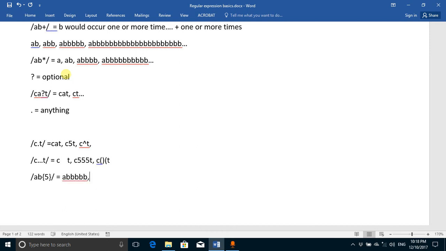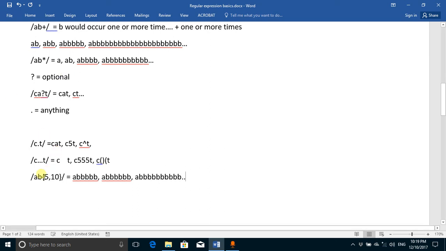Similarly, there are some other variations of this symbol. If I say 5 comma 10, it means after A, B can occur 5 times, 1 2 3 4 5. After A, B can occur 6 times, 1 2 3 4 5 6, and so on. And the upper limit is 10 times, 1 2 3 4 5 6 7 8 9 10. So from this regular expression, it means after A, B can occur 5, 6, 7, 8, 9, and 10 times. If B occurs more than 10 times, it will be an illegal word, and similarly, less than 5 occurrences of B will also generate an illegal word.